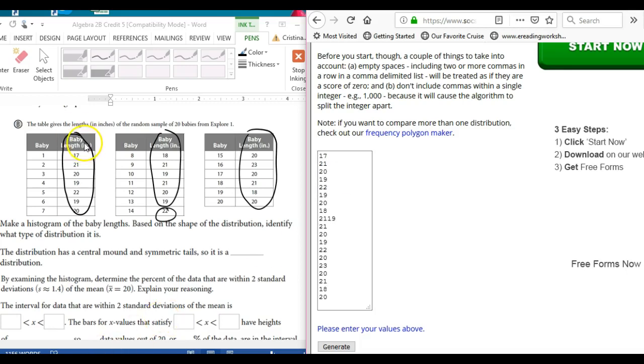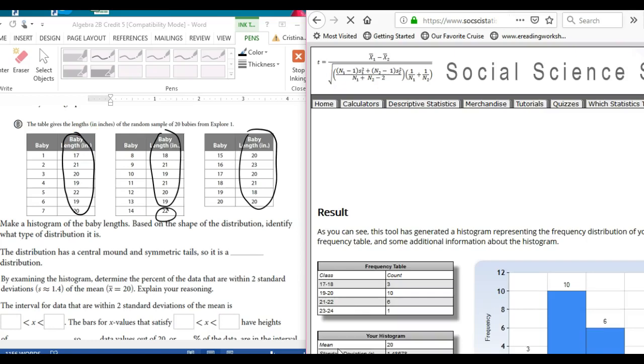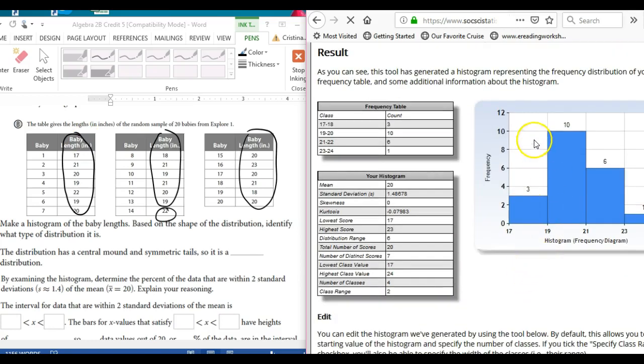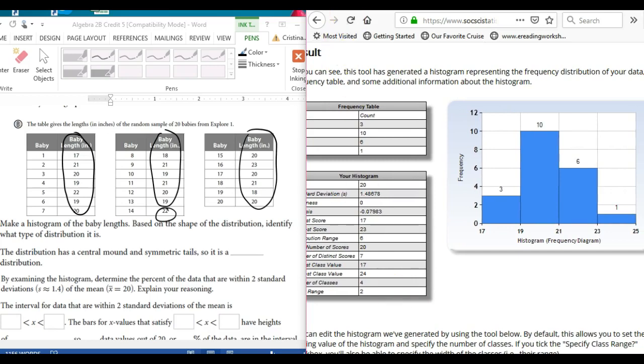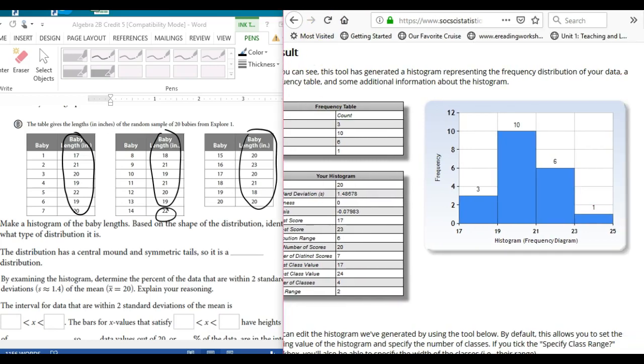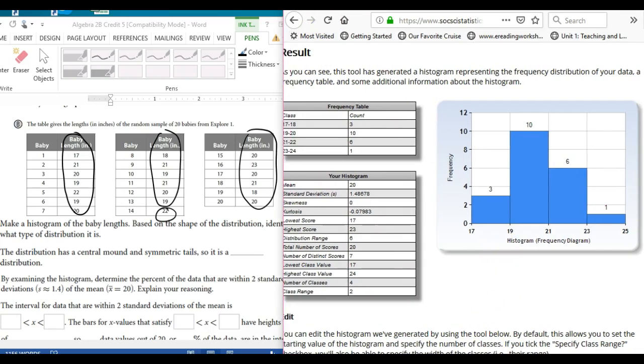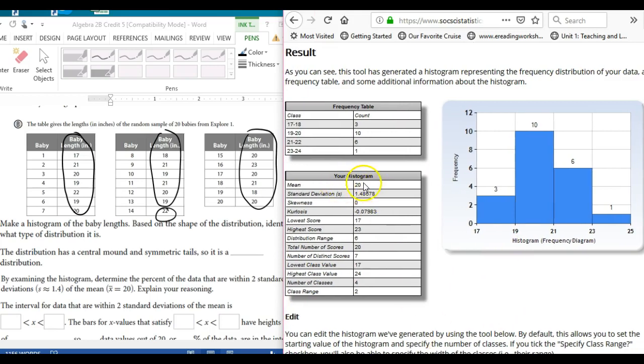And if you entered all of the values in and press generate, this is your histogram. All right. And here they calculate again some mean for us, standard deviation, which is super awesome. In fact, yeah, it matches. See, it says mean is 20. Yes. And our standard deviation is about 1.4 approximately, right?